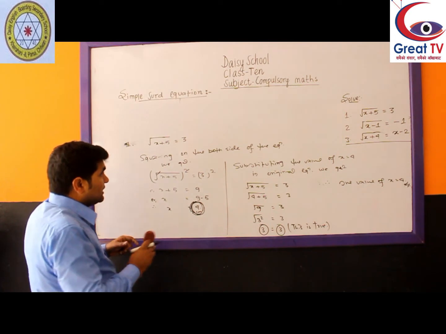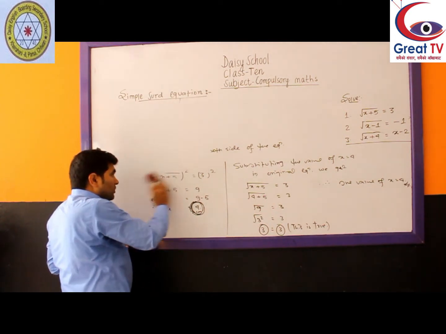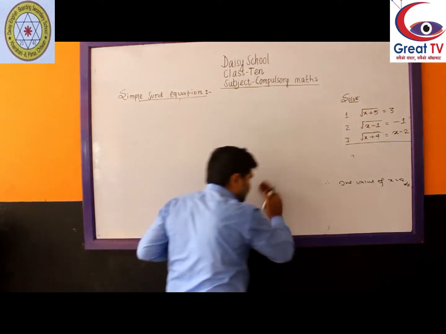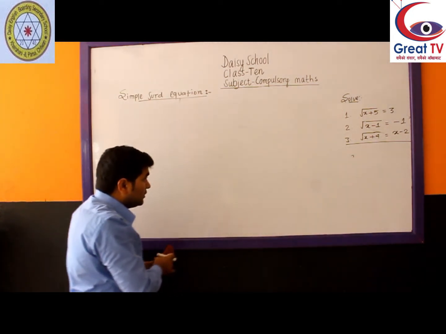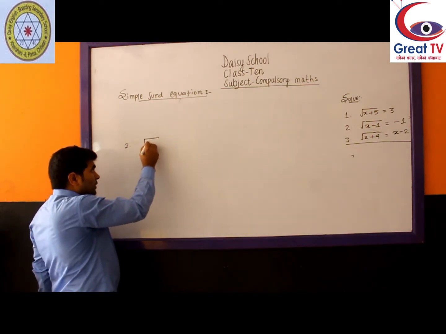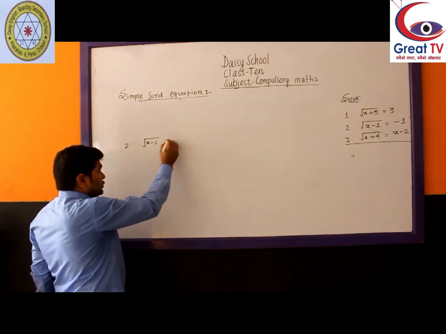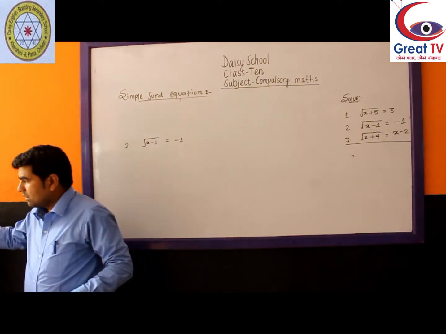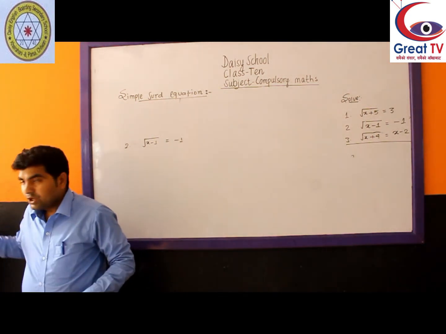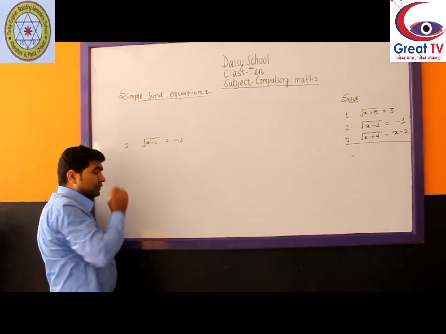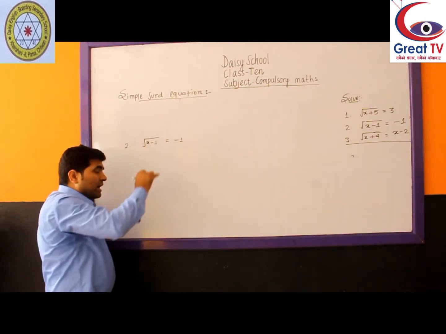Now I am going to do the next equation, second question. Question number 2. Root under x minus 1 equal to minus 1. Remember, what is the order of the surd? Here there is nothing, that means 2. Order of the surd is 2. So here also we square on both sides.